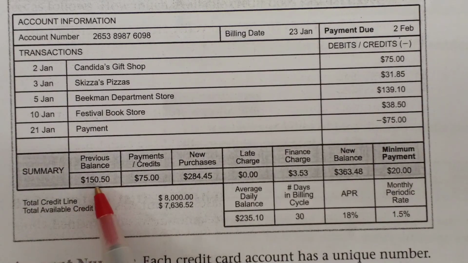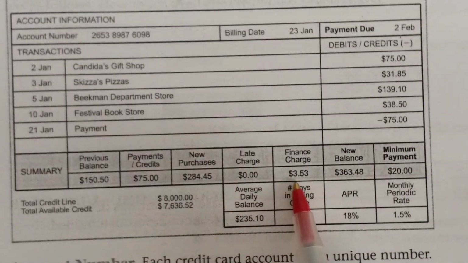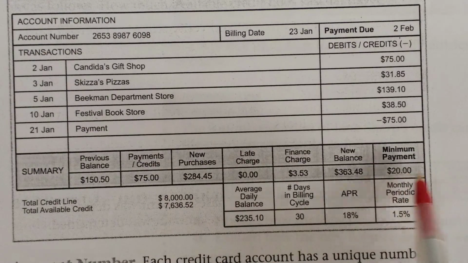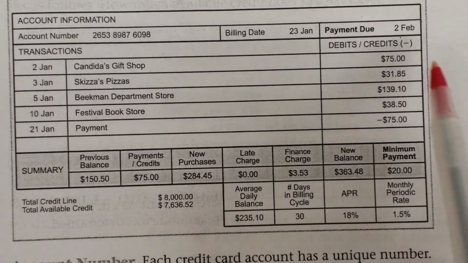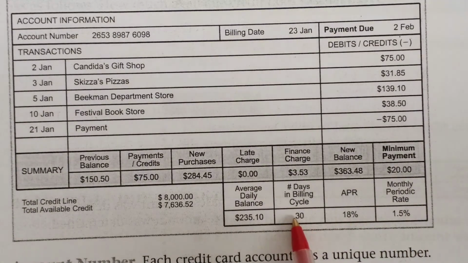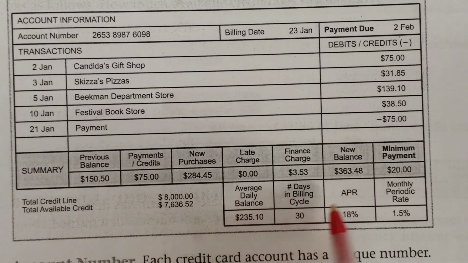In the summary, there's the previous balance from the previous card statement, the dollar amount of payments made, any new purchases, any late charges, and any finance charges, that's the interest the card charges for extending you credit, and then your new balance and a minimum monthly payment that is due on February 2nd. And here's your monthly periodic rate and your annual percentage rate, how many days you're in the billing cycle, and your average daily balance. Then the total credit line and the total available credit, which would be the credit line minus the balance, $363.48, because that's already outstanding.